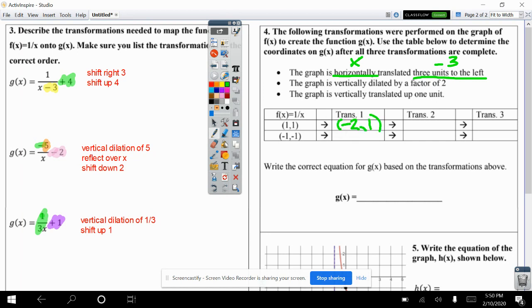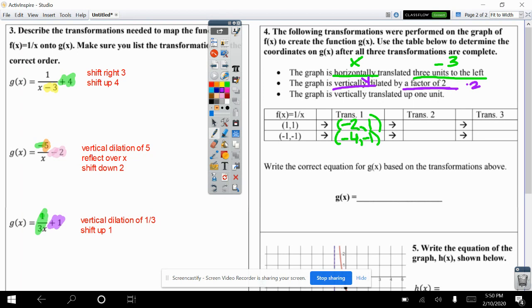And then for -1, -1, if I subtract 3 from the x, I get -4, -1. The next one says the graph is vertically dilated by a factor of 2. So vertically tells me y. Dilated by a factor of 2 tells me to multiply by 2. So I'm going to take my y values and multiply by 2.